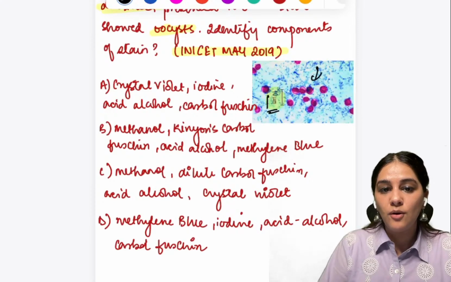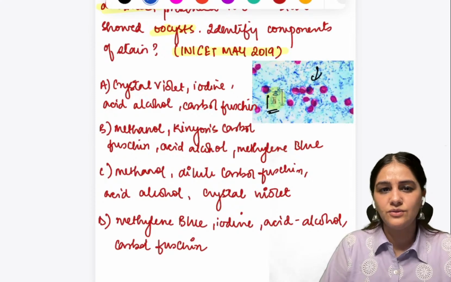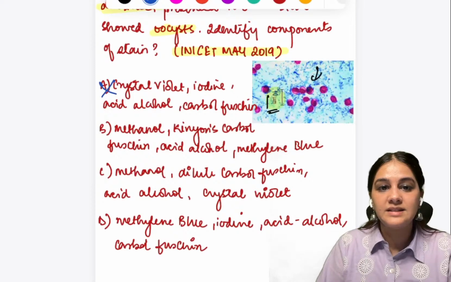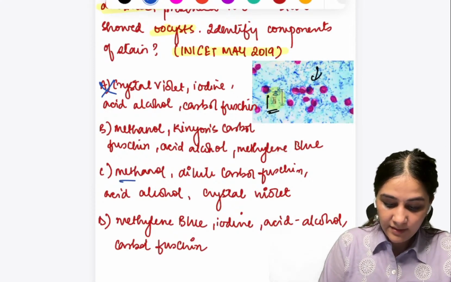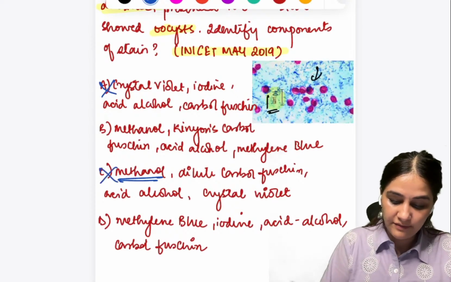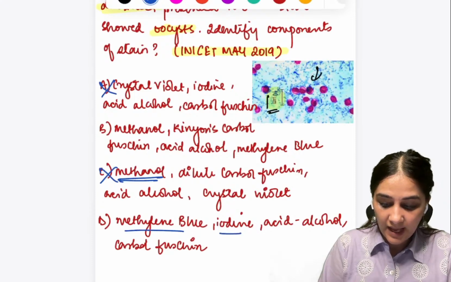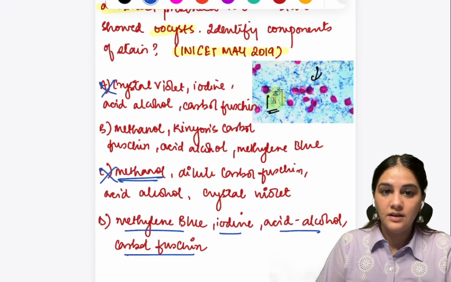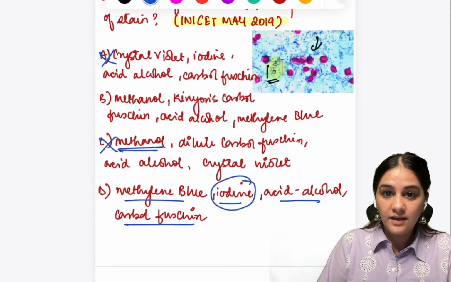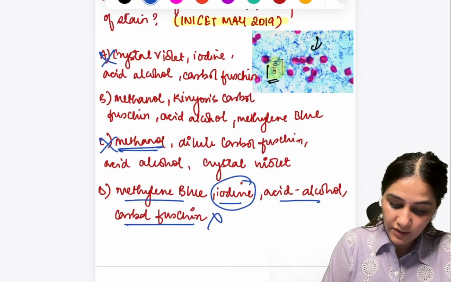So identify the components of the stain. So let's see what all. So we have crystal violet. First option only crystal violet. Do we use crystal violet for acid fastness? No, we don't. So this one is definitely out. Again, like my last question, we are not using methanol in any of these stains. So this one is definitely out. Next, we have methylene blue, iodine, acid alcohol, and carbol fuchsin. Were we using iodine here? Right? Are we using it? So this one is definitely not there. So what all are there?